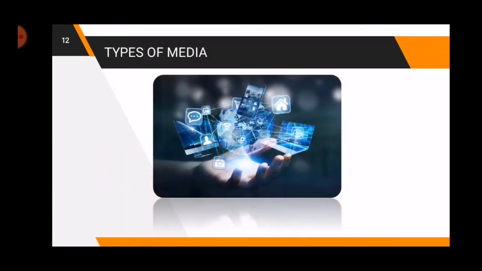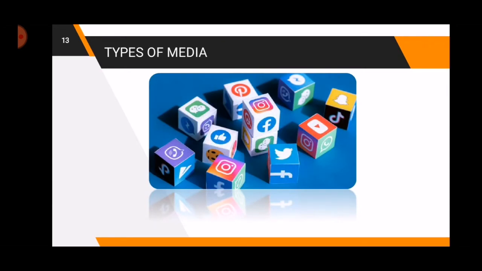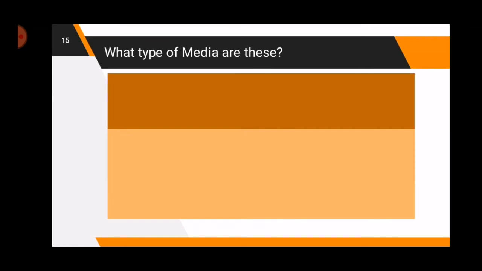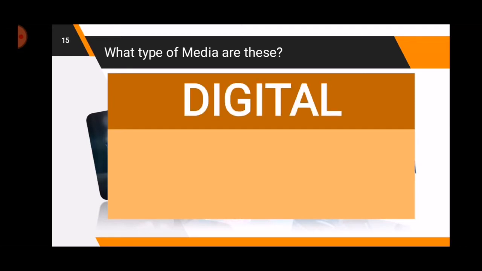Let us figure out what is the last one. So what can you see in the picture? So this is internet or interconnected network. Next, how about this? We can see Facebook, Instagram, Twitter, Viber, WeChat, and Messenger. So these are social media. Next, obviously these are computers. So what type of media are those? The computer and the social media. That is digital media or the new media.